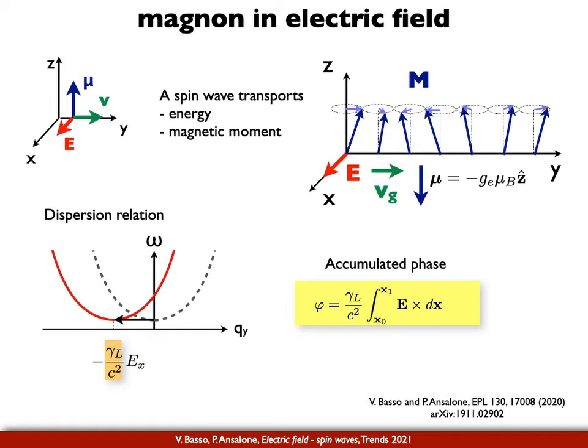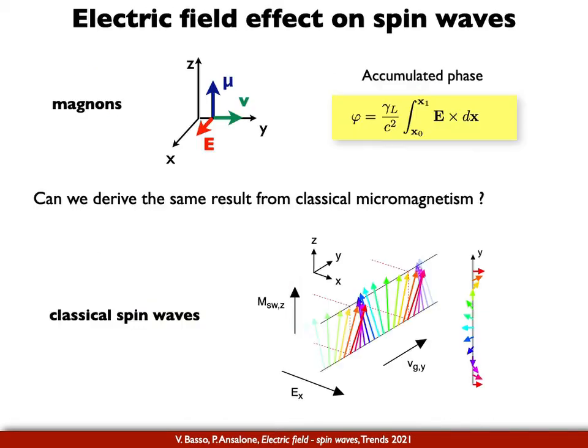This is a very nice result, which in a sense generalizes, or at least shows a complete correspondence of the magnon with the particles. So magnon as a pseudo-particle. But our point is another one. If we are able to demonstrate these results for a pseudo-particle like the magnon, can we derive the same result also for the classical waves?